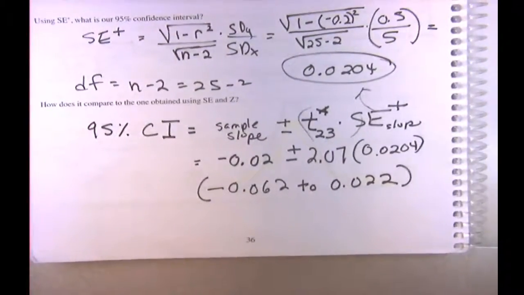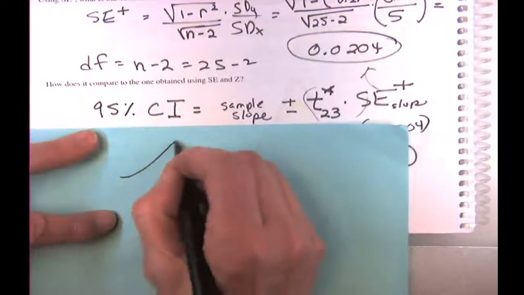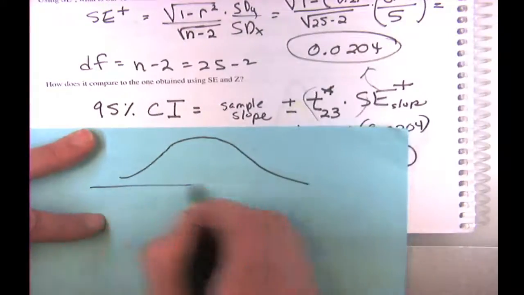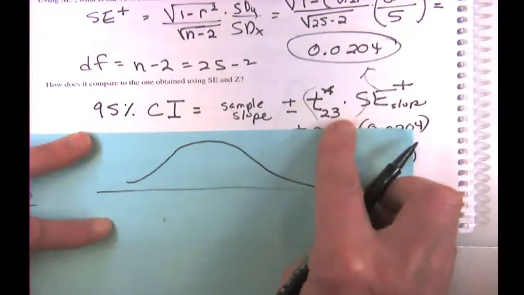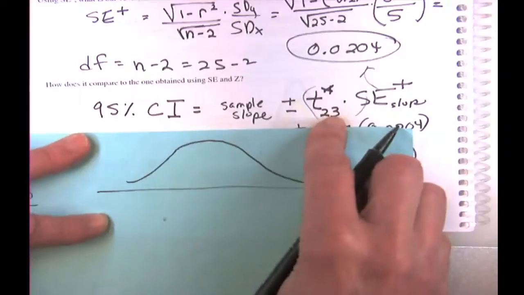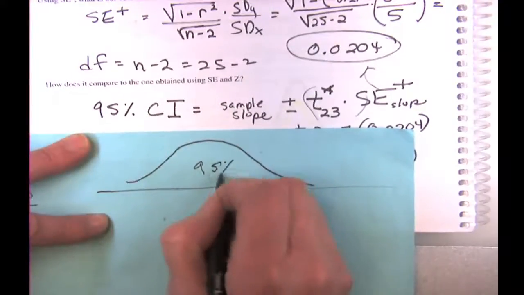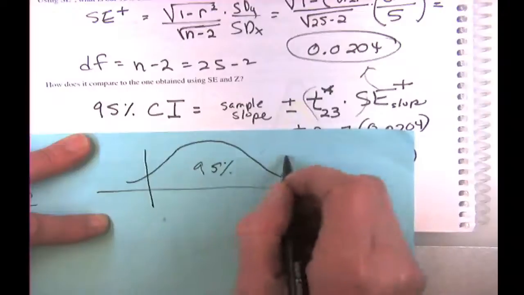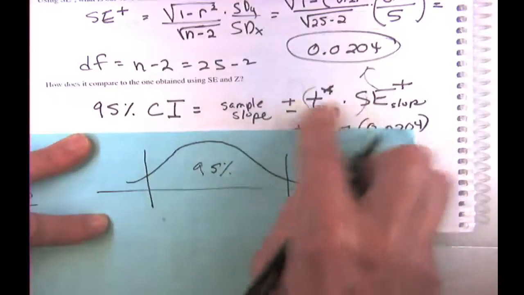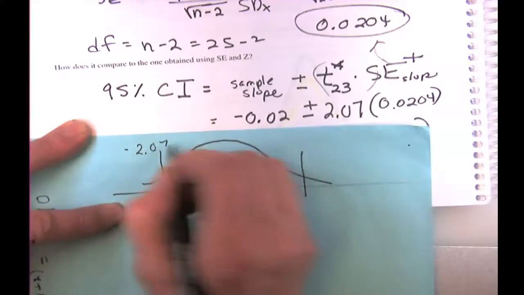What does that mean? That just means that you have this T curve, right? There's one for every different sample size, every different degrees of freedom. We have 25 in our sample, minus 2, 23 degrees of freedom. And so this 95% corresponds to this middle area here. And then this right here, which turned out to be 2.07, so between negative 2.07 and positive 2.07.